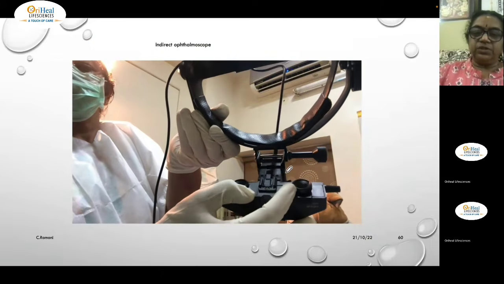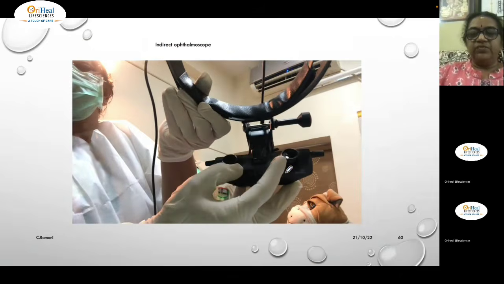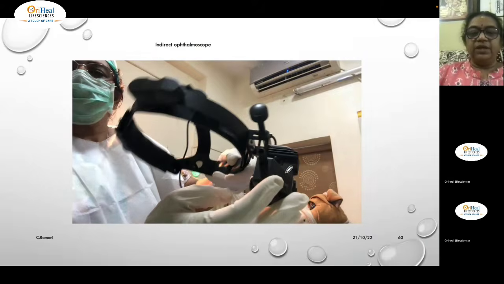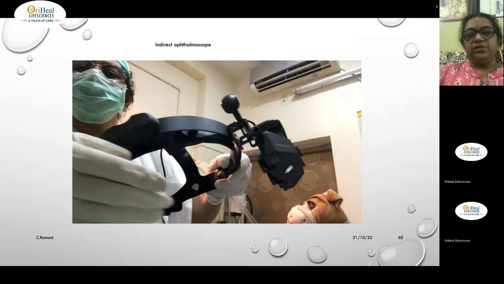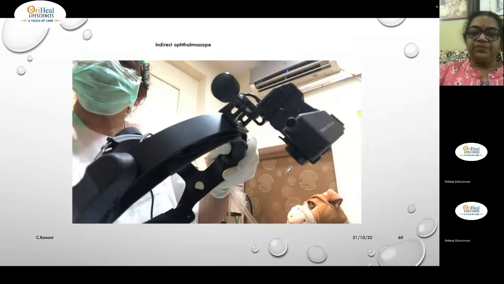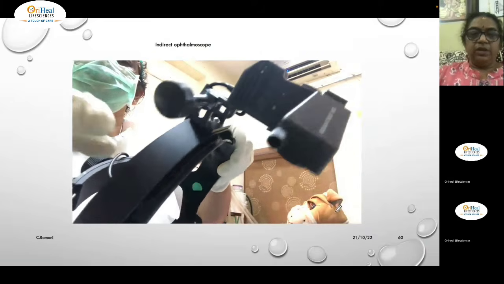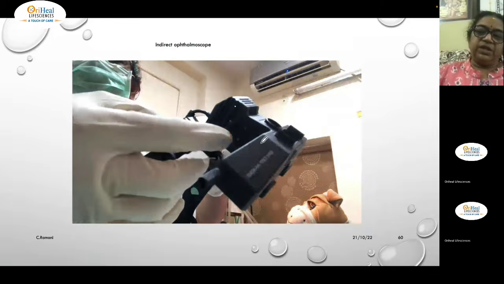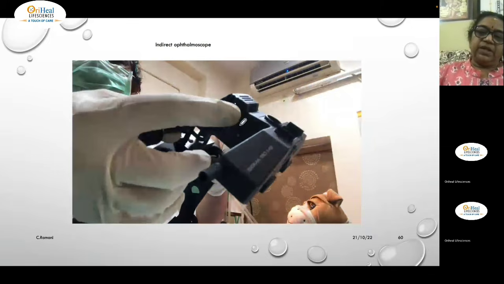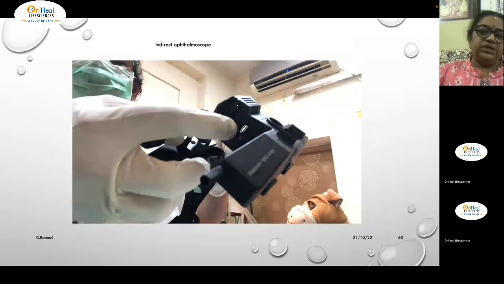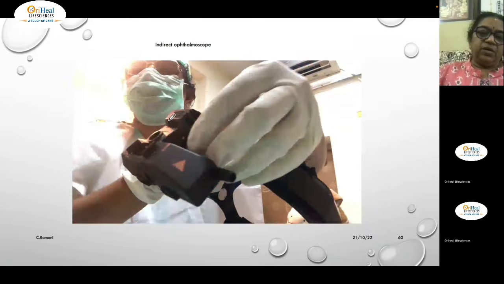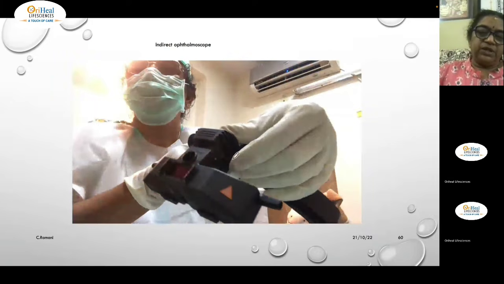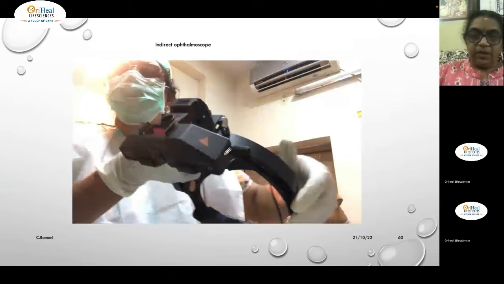So all these things you should get familiarized with before using it on a patient. You can examine your colleague's eye. That will always help to get familiarized with such equipment. Then you also have additional mechanisms here to change the openings, that is the slit or the color. All these things you will be able to adjust from the sides.